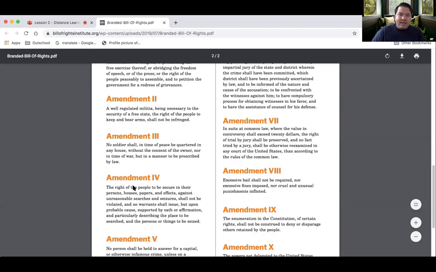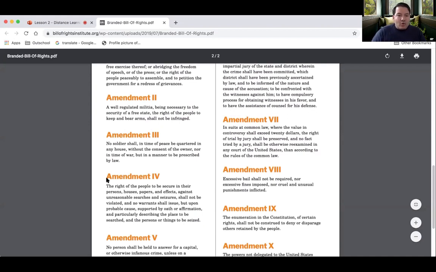Amendment 2: a well-regulated militia being necessary for the security of a free state, the right of the people to keep and to bear arms shall not be infringed. The right to bear arms, the right to protect, even though each state now has various adaptations, regulations regarding arms, regarding weapons, firearms in particular. This is the security of that right.